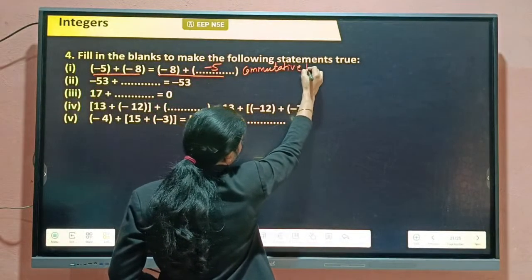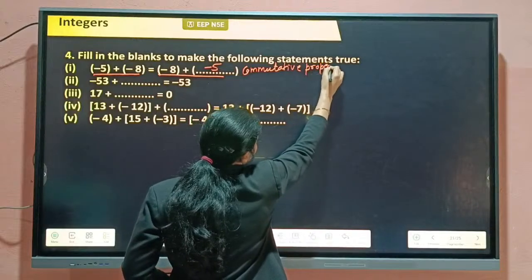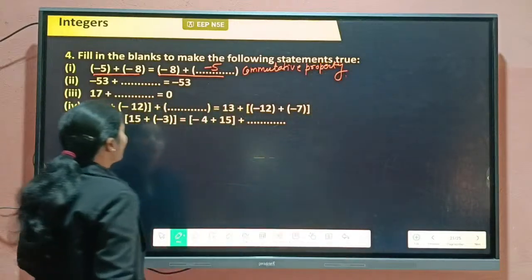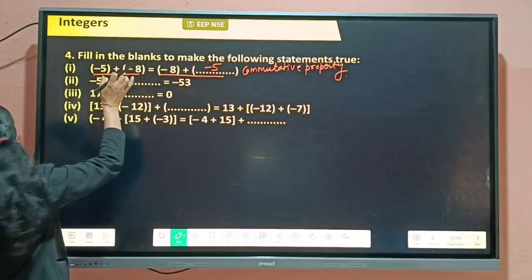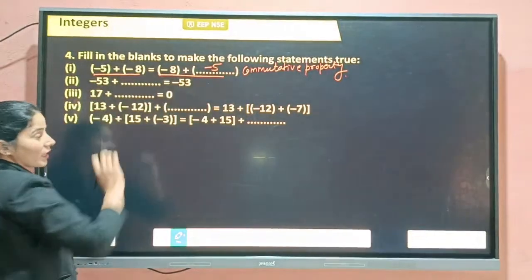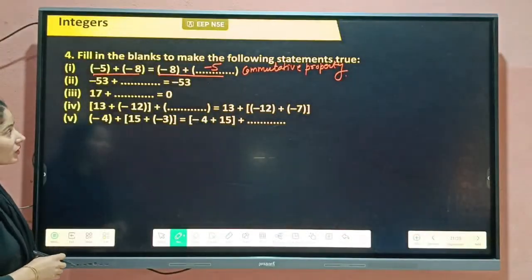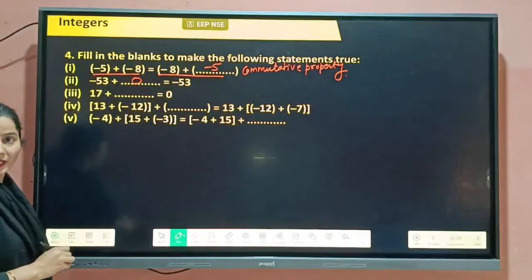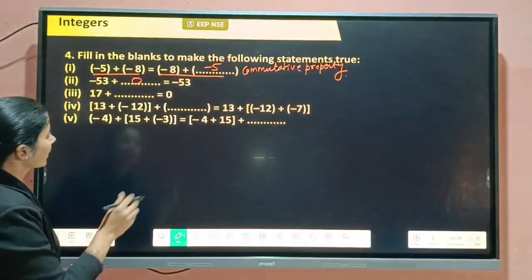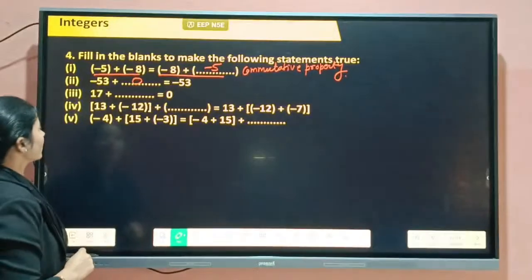Commutative property. Next is minus 53 plus what should be added to this minus 53 such that your answer will be as it is, minus 53. So 0 is that number. If I add 0 to this minus 53, then again I will get minus 53.